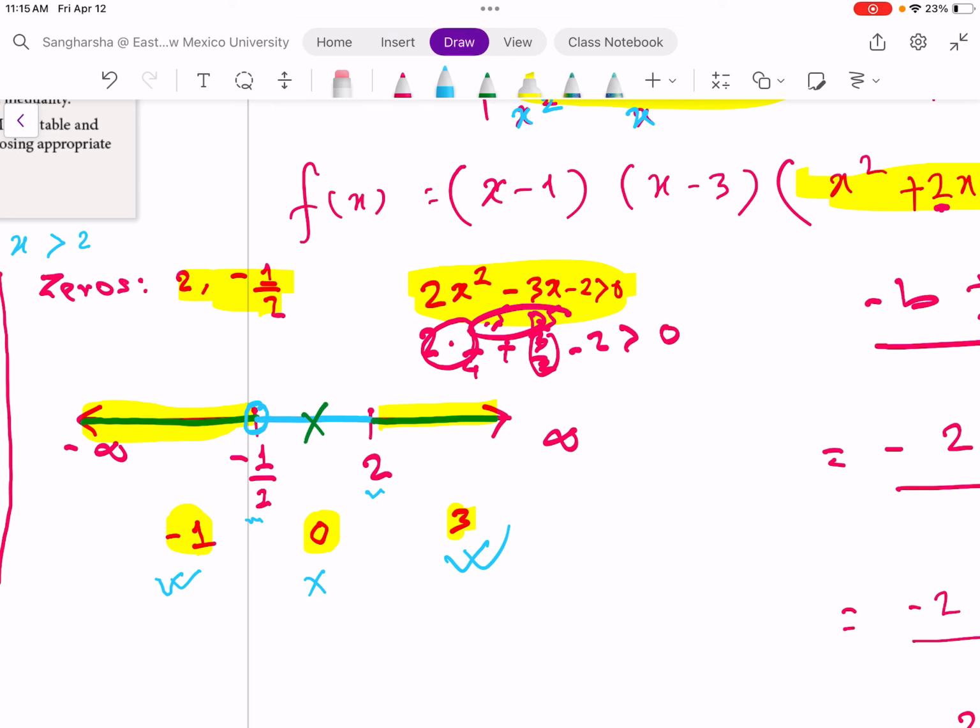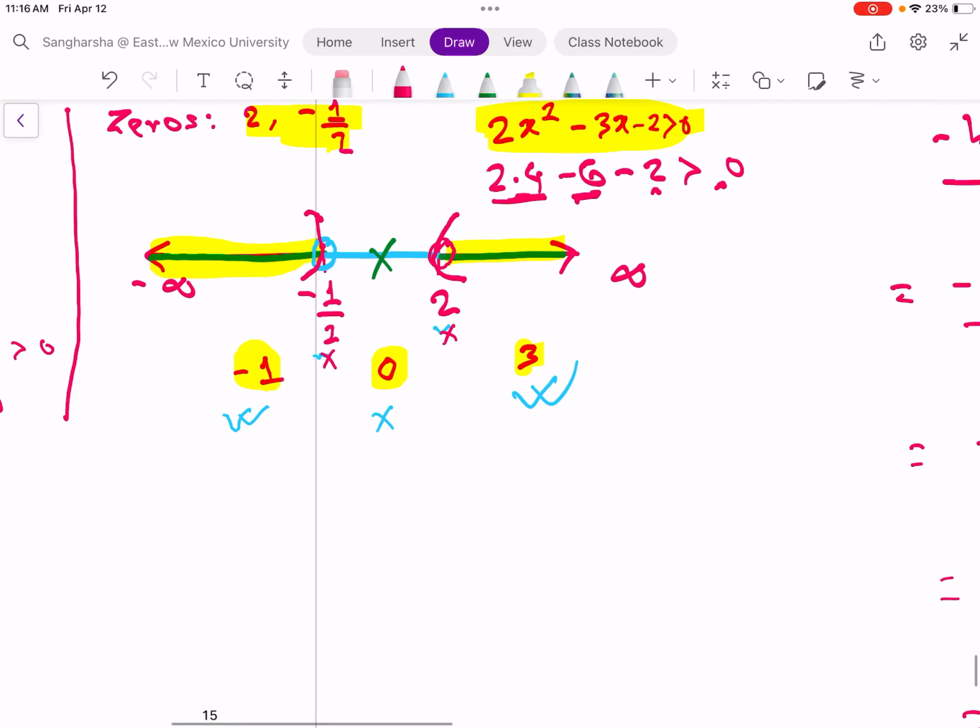Similarly, if we check for 2, is 2 a solution for this inequality? So let's substitute: 2 times 2 squared, 4, minus 3 times 2, 6, minus 2 greater than 0. 2 times 4 is 8, 8 minus 6 is +2. 2 minus 2 is 0, 0 is greater than 0. That is not true. It means 2 is not a solution. So we're going to use an open circle. An open circle is the same as parentheses. If you are including, you're going to use a bracket. If you are excluding, you're going to use parentheses.